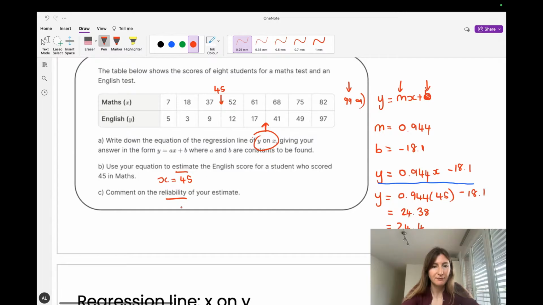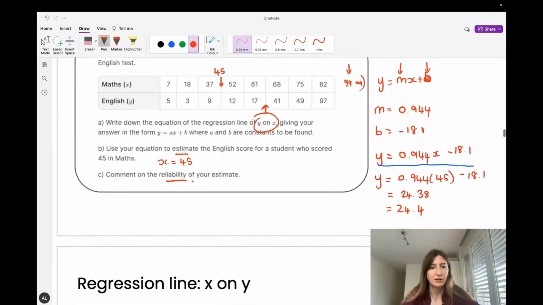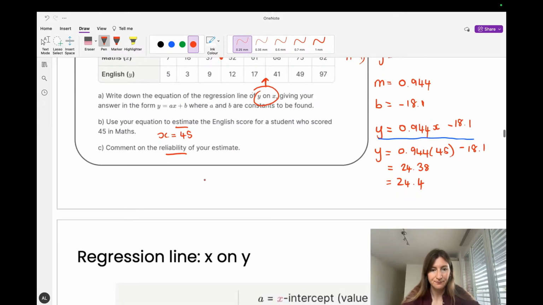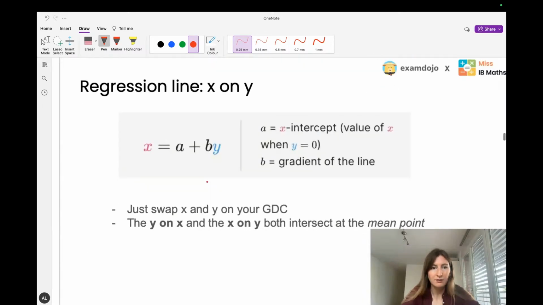All right, so we would say, yes, the data is reliable. The answer is reliable because we have interpolated, or the value of x is within the range of x values. Okay, how about the other one, the regression line x on y?